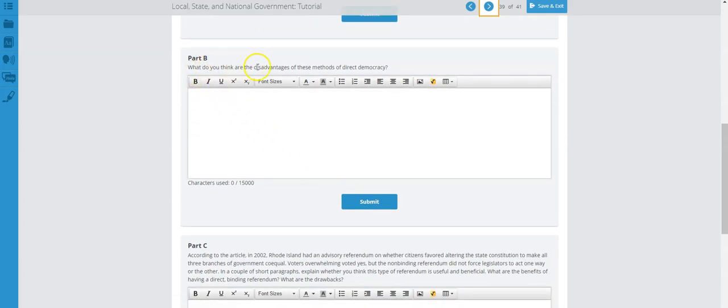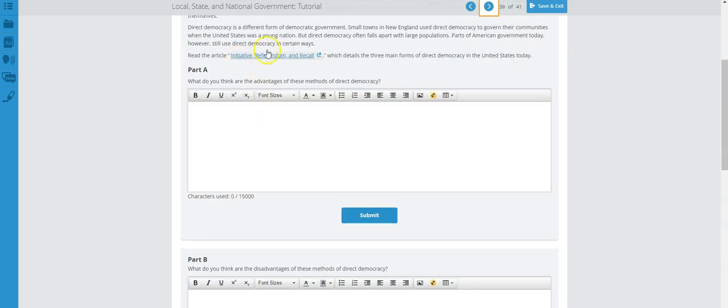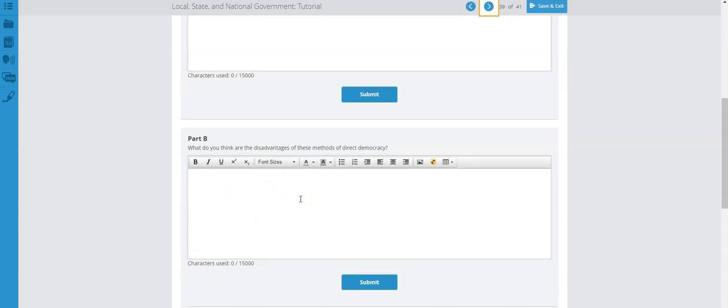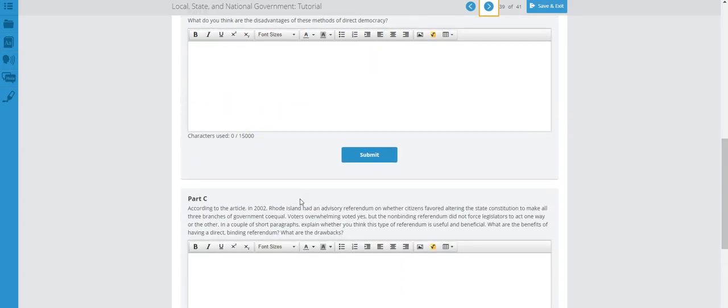Let's move on to part B. What do you think are the disadvantages of these methods of direct democracy? Make sure, once again, that you fully understand this article, the initiative, the referendum, and the recall. Based on your notes, you should be able to answer question B. Do you think they are helpful? Do you think they benefit democracy overall? Or do you think they are harming democracy? Just write me a good paragraph here that explains to me that you fully understand this part.